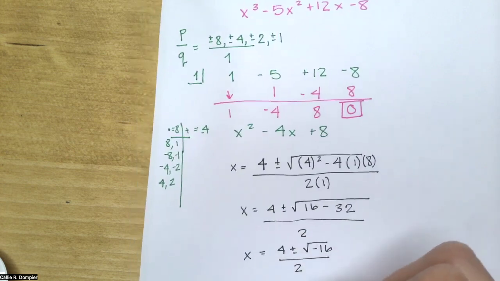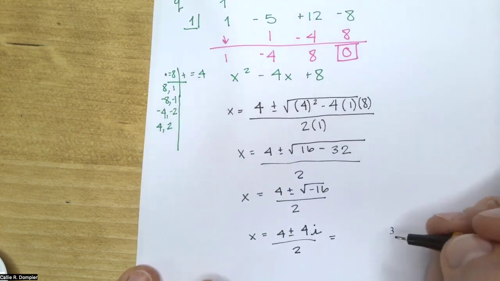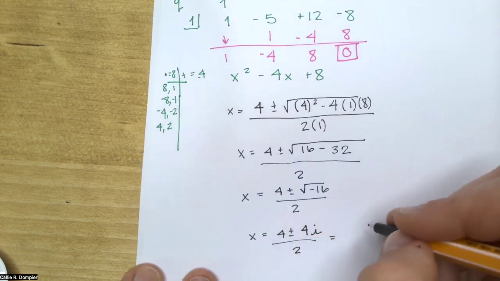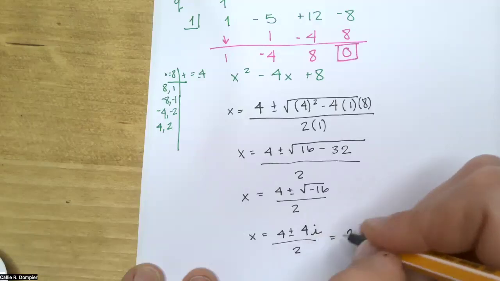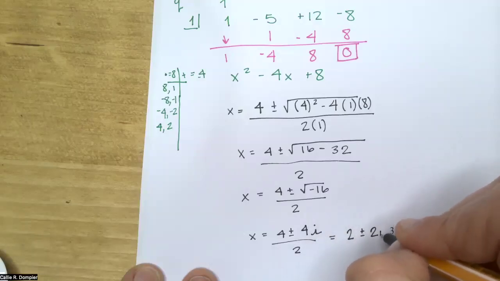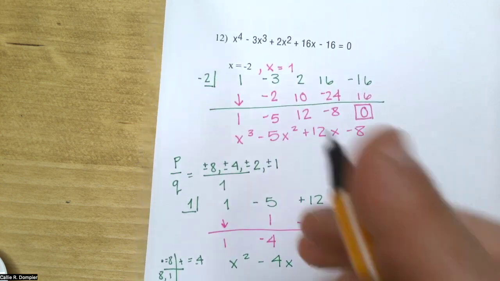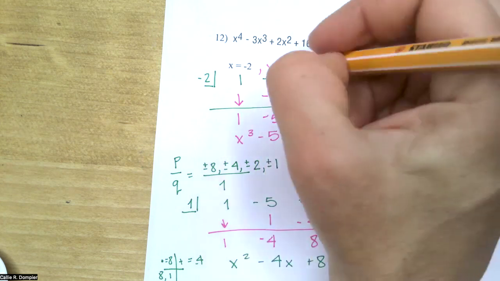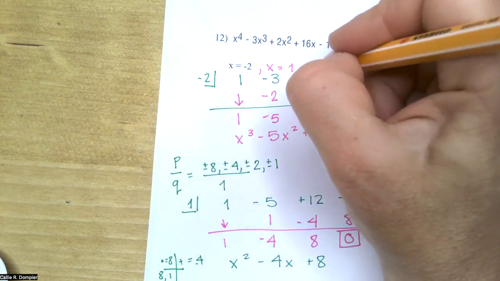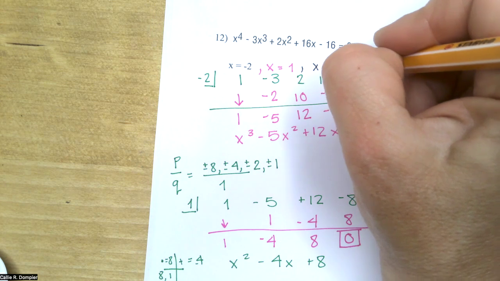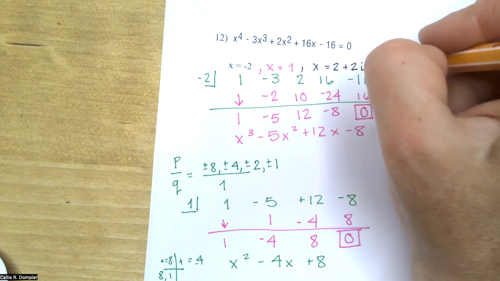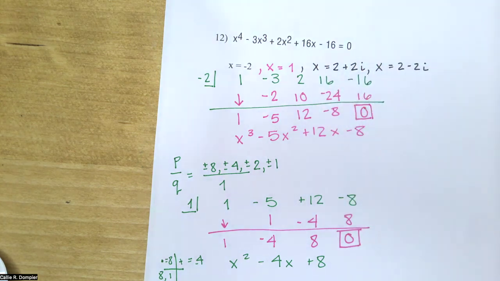The square root of negative 16 is just going to be 4i, right? Divided by 2. And then you take both 4s and divide them by 2. 4 divided by 2 is 2. 4i divided by 2 is 2i. So for this one, we've got x equals negative 2, x equals 1, and we're going to add x equals 2 plus 2i, x equals 2 minus 2i.